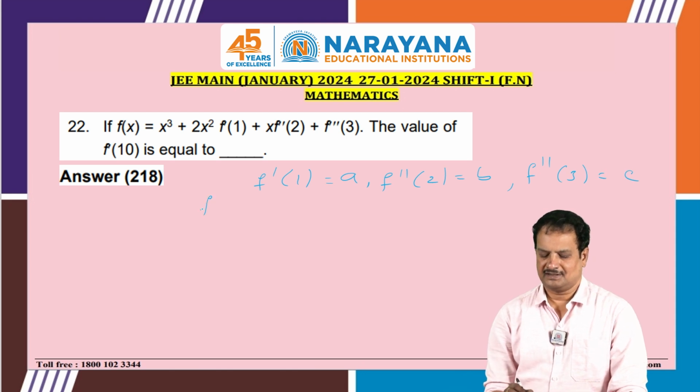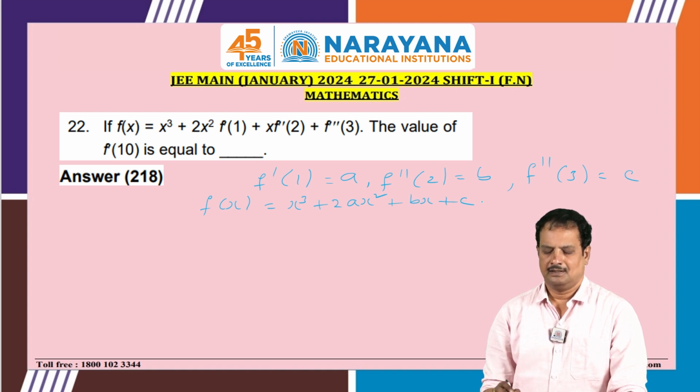So the same f of x can now be taken as x cube plus 2a x square plus bx plus c. This is what you can write. Okay. And next, since we have taken f dash 1 as a there, you can now find out f dash x, of course.